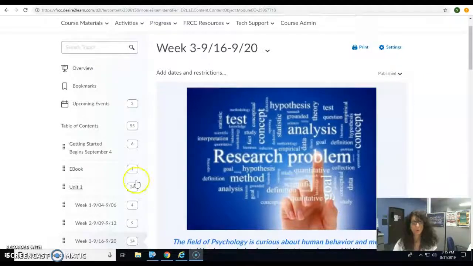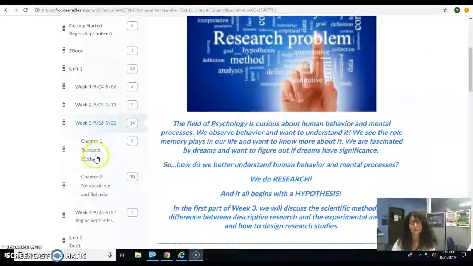So this week will be broken down into two parts. In the first half we're going to talk about the second half of Chapter 1, which reviews research methods. Chapter 2 is going to start our discussion of neuroscience and behavior, which will continue into next week.